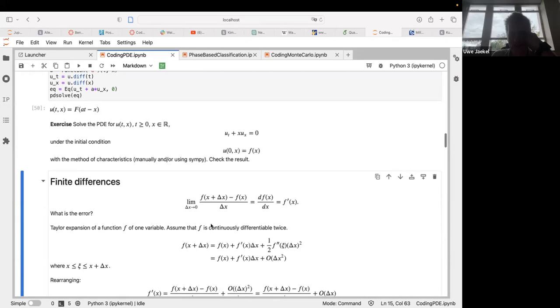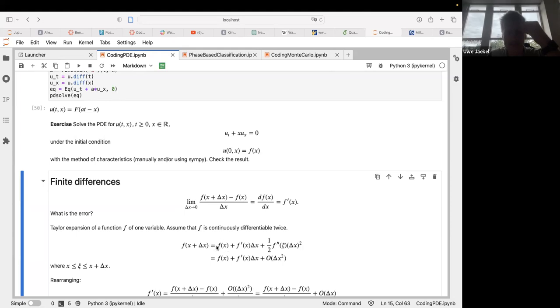What is the error that we make? We have equality for the case that delta x, the difference, is approaching 0. But of course, in numerical methods, we have to select a finite delta x. And in order to see what's happening, we have to do a Taylor expansion. So we want to find out what is the relation of f of x plus delta x, at a different position, when we know the function at a certain other position. And this is the Taylor expansion.